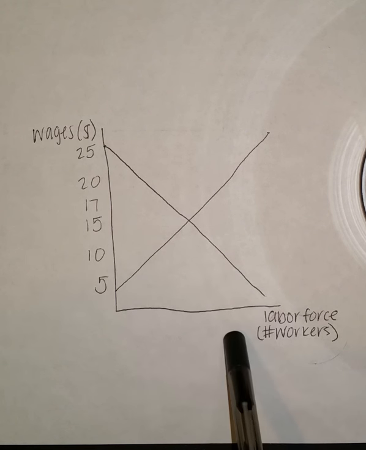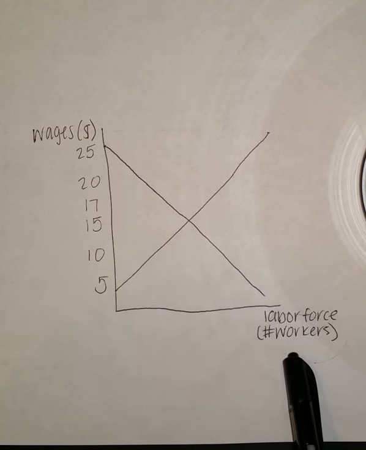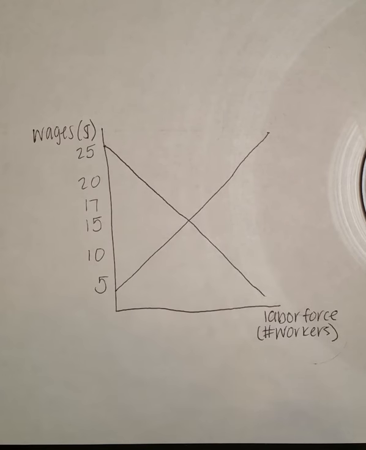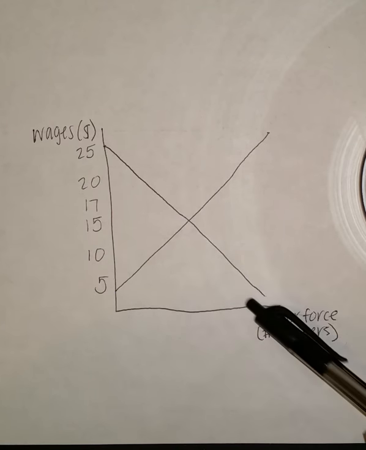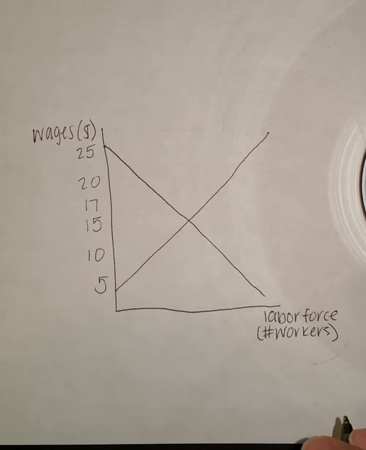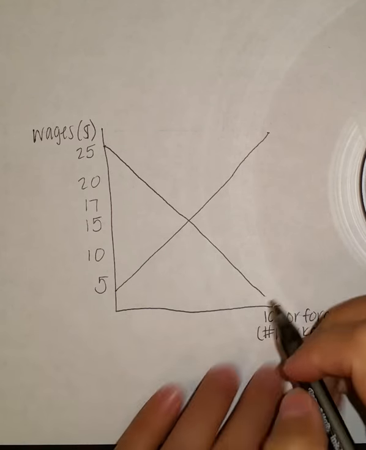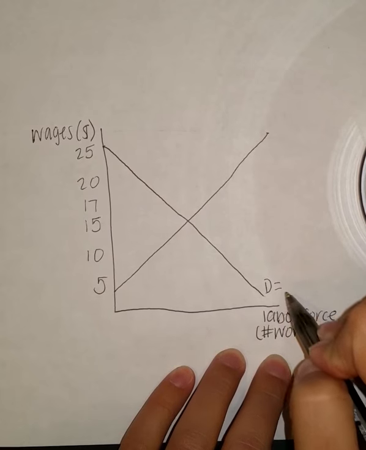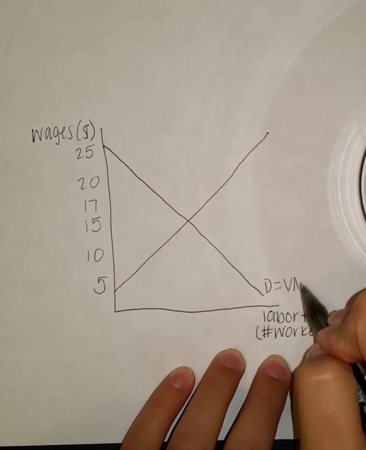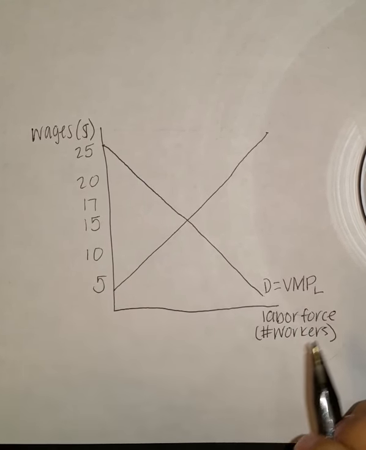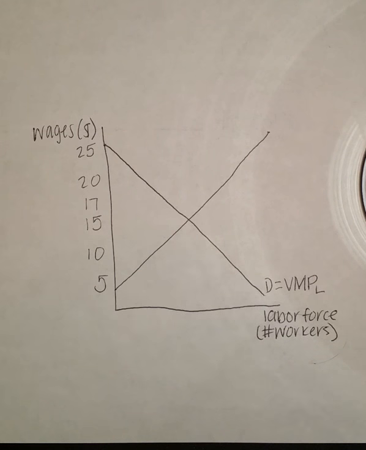In our graph here, we have labor force, or number of workers, as the x-axis and wages in dollars per hour as the y-axis. We can show the perfectly competitive market by drawing our typical supply and demand graph here: a downward sloping demand curve and an upward sloping supply curve. Our demand curve, D, will also be set equal to our value of the marginal product of labor. This is just the difference in revenue earned if we employ one more worker or unit of labor.